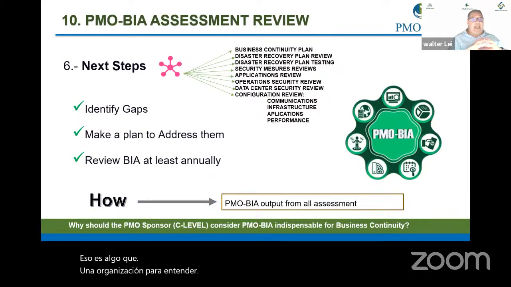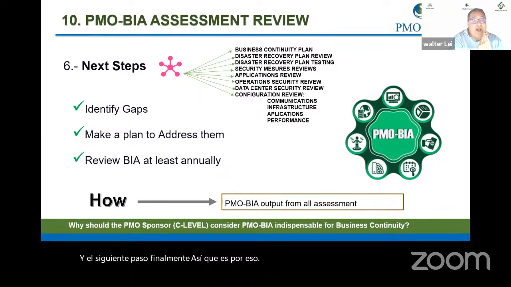So, the next step, finally. That's why we put the star, because we have the next step. We can do a lot of things. I just put a few, and I can keep writing and writing. So that's the output that we can do for all assessments.